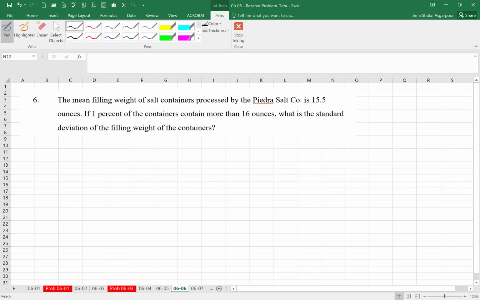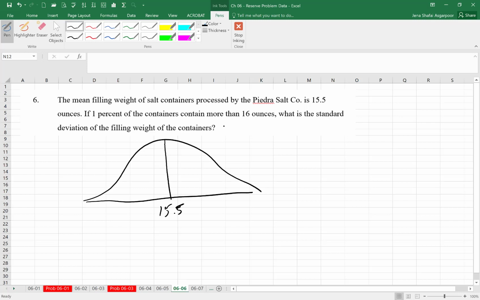This is another normal distribution problem. It says the mean filling weight of salt containers processed by the Pedra Salt Company is 15.5 ounces, and 1% of the containers contain more than 16 ounces. So if this is 16 ounces, then we know this area is 1%. What is the standard deviation?